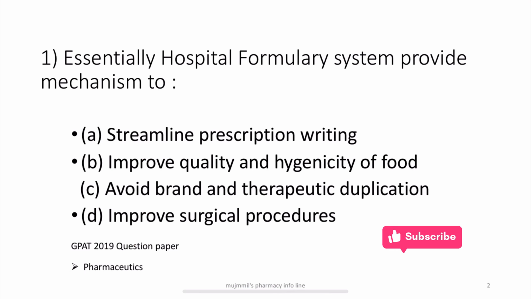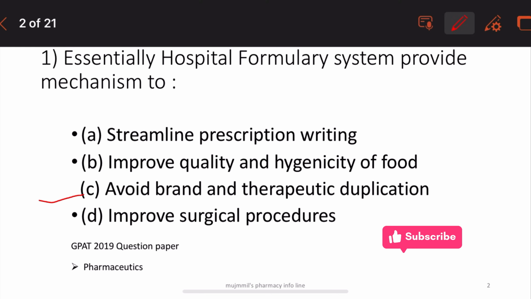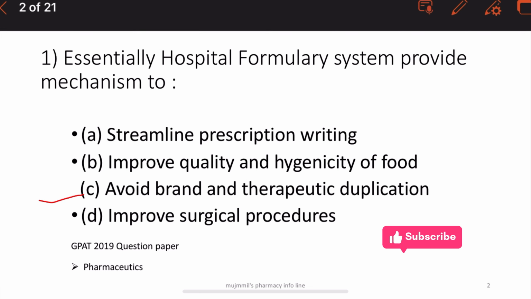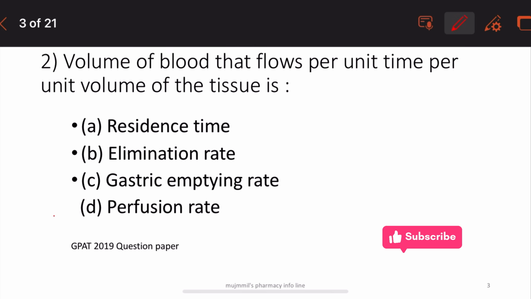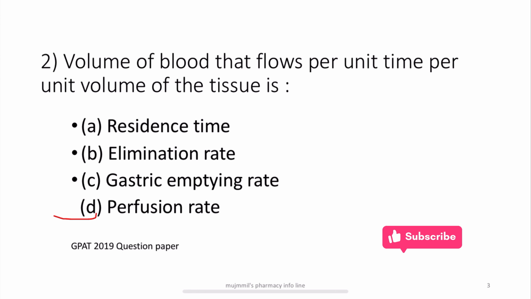So let's start with the MCQs. First question, essentially hospital formulary system provide the mechanism to. The correct answer is option C, avoid brand and therapeutic duplication. Volume of blood that flows per unit time per unit volume of the tissue is. The correct answer is option D, perfusion rate.